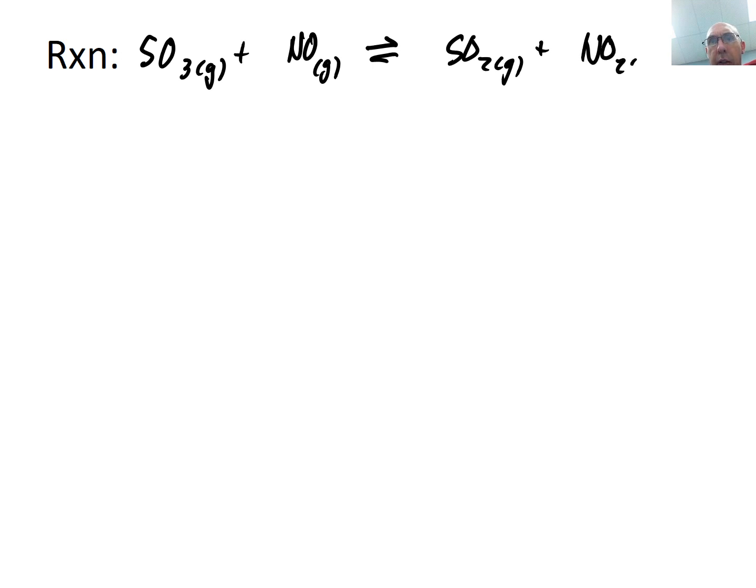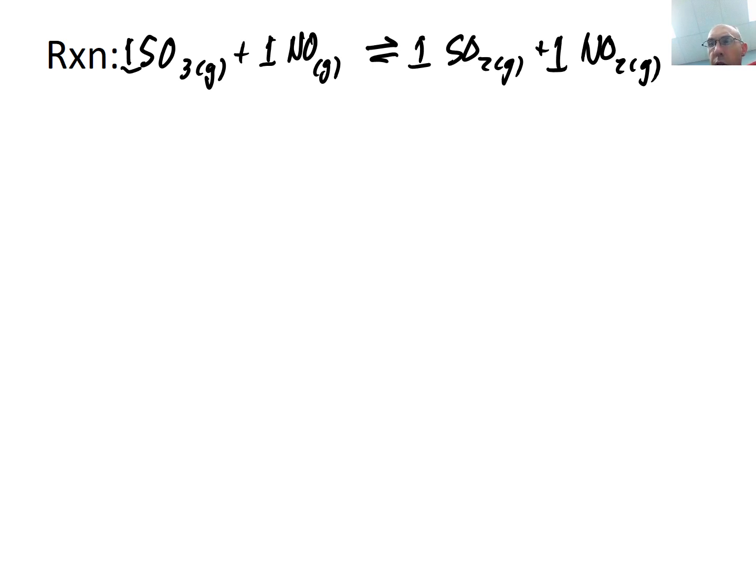So we have a question dealing with sulfur trioxide and nitrogen monoxide, and we're going to write the reaction and make sure when you do this that you leave about 3 centimeters, 2 centimeters at least on the left-hand side for the headings for our ice chart. So our reaction is going to have SO3 gas plus NO gas in equilibrium with SO2 gas and NO2 gas. The coefficients are all ones in this situation. I guarantee that will not always be the case, but we're going to start here.